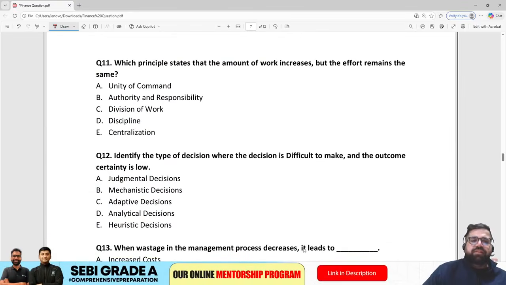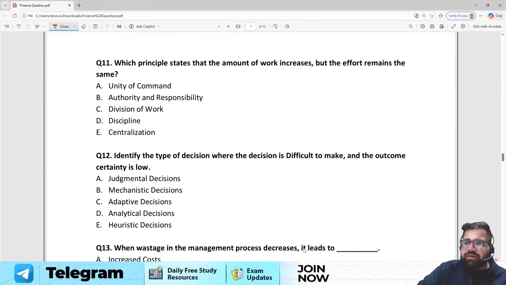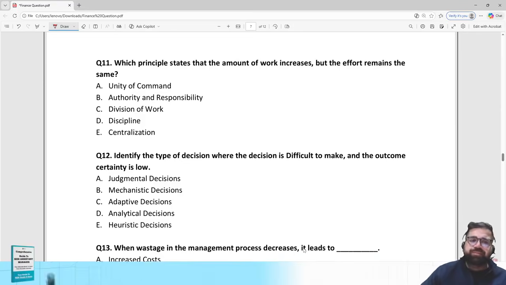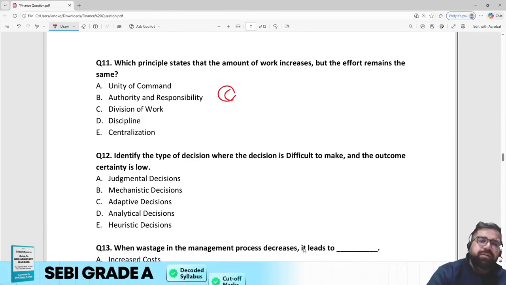Right? Question number 11. Which principle states that the amount of work increases but the effort remains the same? Amount of work increases but the effort remains the same. Good question. Unity of command, authority, responsibility, division of work, discipline, or centralization. The correct answer will be option number C, which is division of work.